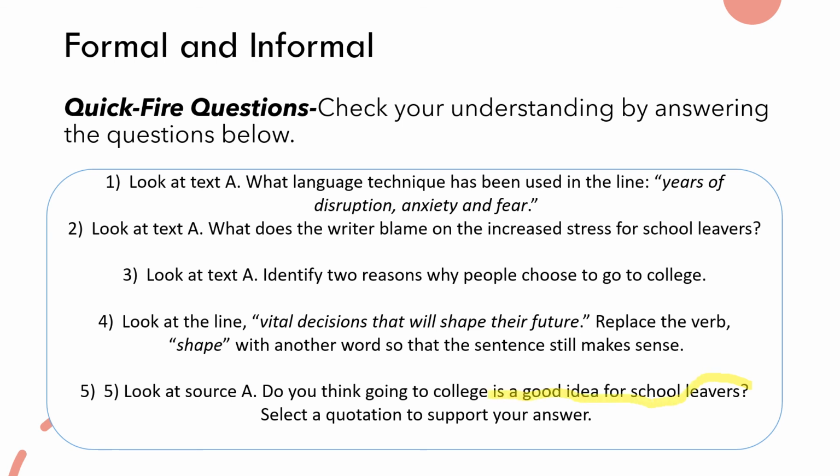You can see with my horrible highlighting that's happening now. So it's asking us the question, do you think going to college is a good idea for school leavers? That's the first part, so you need to state your opinion. You then need to support your ideas by selecting a quotation from the extract there as well. So you can see there that they're asking you to do more than one thing. Typically a question like this is going to be worth at least 2 marks in the exam. So it's very important that you read it and you understand exactly what the examiner is requesting of you.